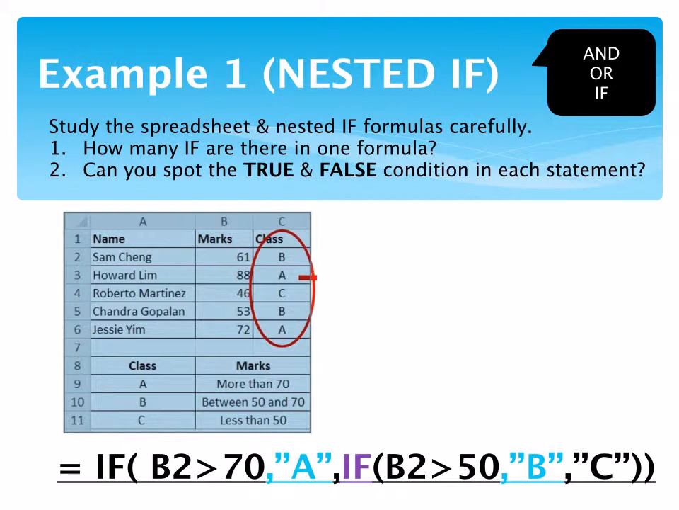Observe how the nested if function is programmed elegantly. We set the first condition. If the cell B2 is greater than 70, the result is A. However, if this is not true, it goes to the second if check. In the second if check, we check if it is greater than 50, the result is B, or else it is a C. Do not forget the open inverted commas.